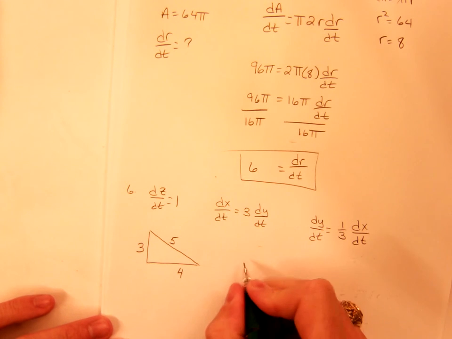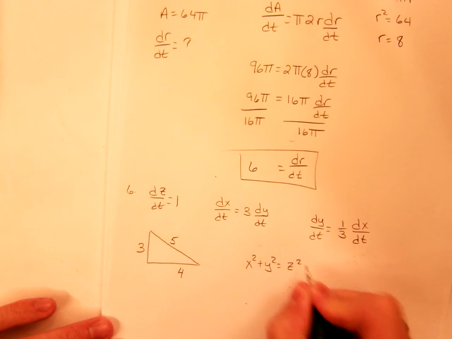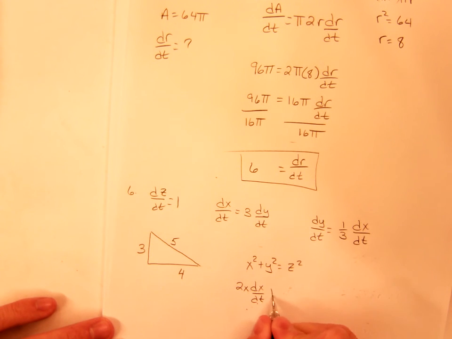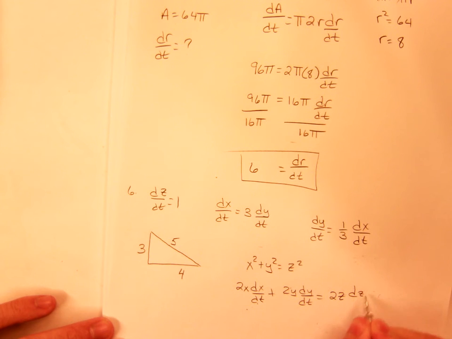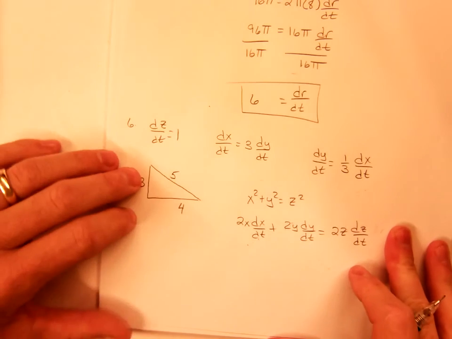And I'm going to do x squared plus y squared equals z squared. All right, so this turns into 2x dx/dt, and that's what I'm looking for, plus 2y dy/dt. And this is equal to 2z dz/dt. Clean this up just a little bit. I could factor a 2 out of everything, right? Or I could leave it.